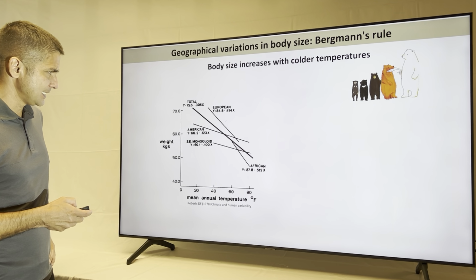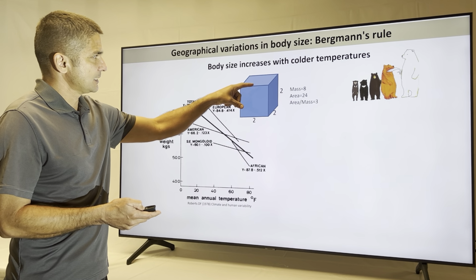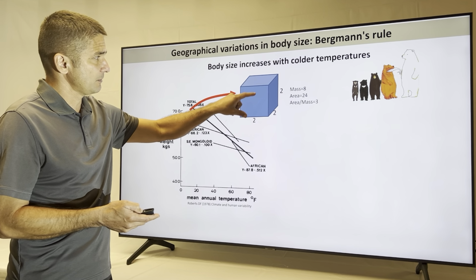What happens is that when you look at the body size of a species against the temperature of these places, normally what happens is you find a decline in body size as you increase temperature. And the explanation for this is basically the ratio between area and mass. So here's an example, for instance, of a species that should be large. It has a mass of 8, basically multiplication of this axis. Let's imagine that this is the body size of a given species.